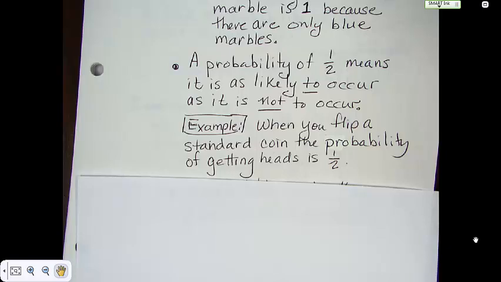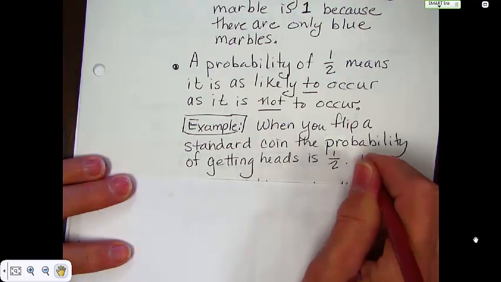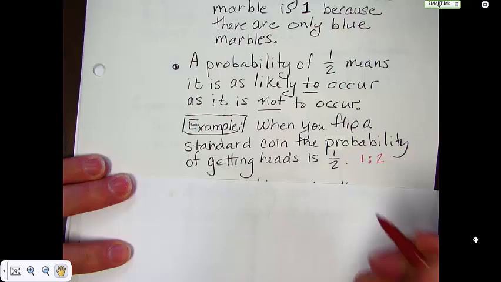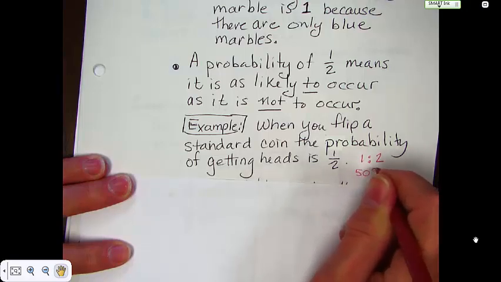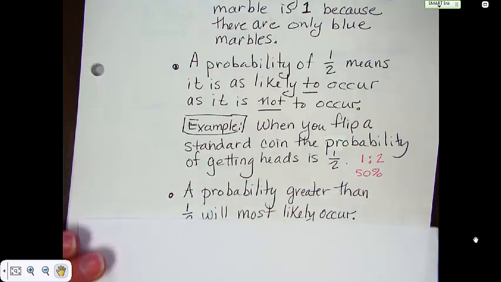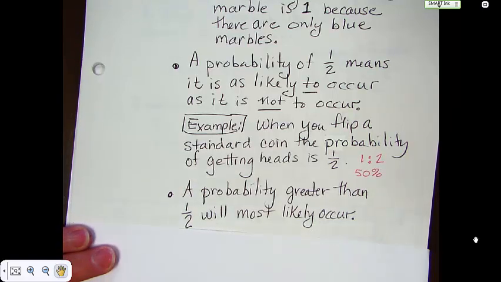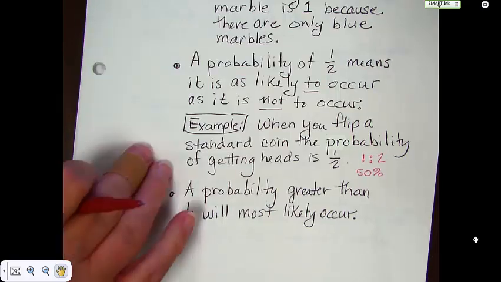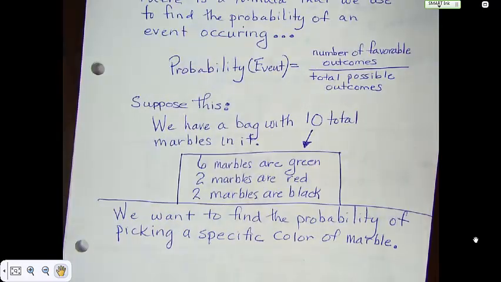If it was a decimal, it would be 0.50. If it was written with a colon, that's the two little dots, it would be 1:2. If it's written as a percent, it would be written as 50%. 50% of the time you'll get heads, 50% of the time you will get tails. A probability that is greater than 1/2 will most likely occur. It's got a better chance of occurring than not occurring. Likewise, a probability that's less than 1/2 is less likely to occur.